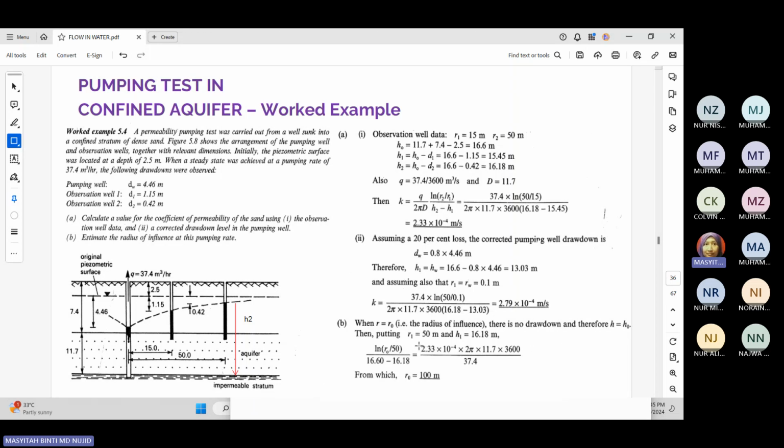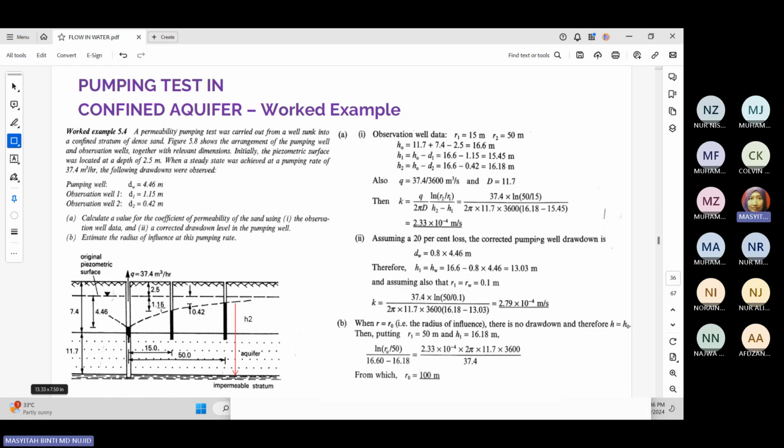So andai kata dalam kes ni, dah tak ada observation well iaitu jarak 15 meter. So 15 meter tu tak ada, kita buang terus. Maknanya, instead of having 2 observation wells, now tinggal 1 iaitu observation well yang jaraknya 50 meter. So kita pakai yang tu dengan nilai H iaitu 16.18. So now H2 tu dah jadi H1. So substitute balik dalam formula ini, it is also changed.